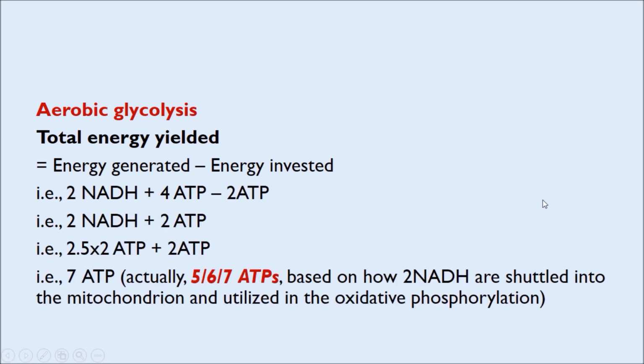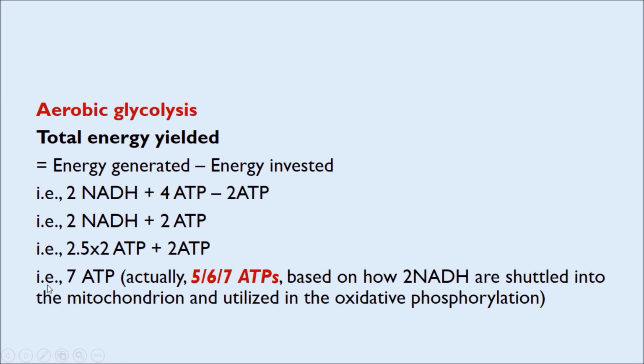Whereas in the aerobic glycolysis, the total energy yielded, which is again equal to energy generated minus energy invested, is a function of not only the overall ATP molecules but also of the NADH. Now since 2 NADH molecules are generated, the energy equivalence of 2 NADH, if this NADH donates electrons to the electron transport chain, which is followed by oxidative phosphorylation to produce ATP, from 1 NADH molecule 2.5 ATP molecules can be generated. So from 2 NADH molecules 5 ATPs will be generated. So the 2 ATPs which are extra come from the difference between energy generated and energy invested. So the total ATP will be 7 molecules of ATP.